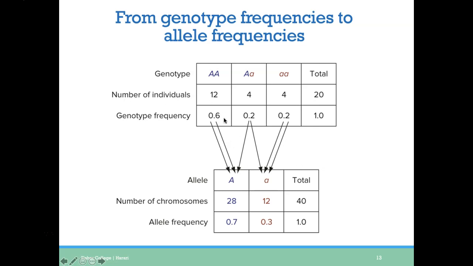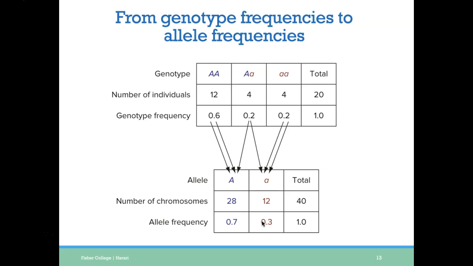Then we can use these values of genotype frequencies to figure out the allele frequency. So to figure out the frequency of big A, we take 0.6 plus half of the heterozygotes, right, which is 0.7. For little a, we take 0.2 plus half of the heterozygotes, which is 0.3.